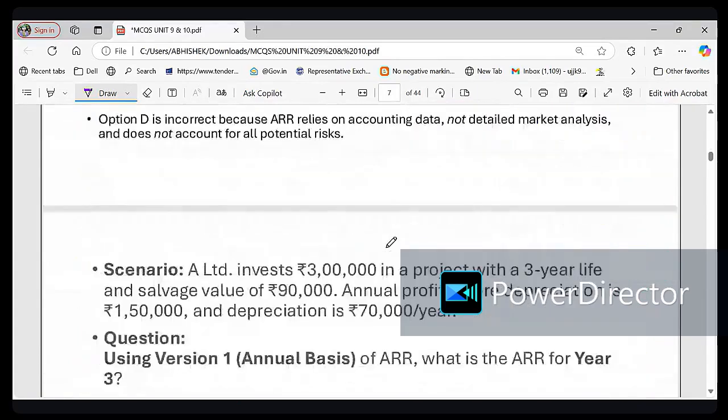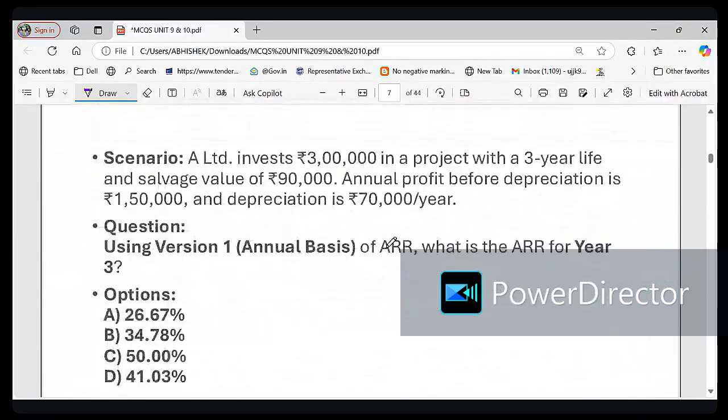Now, friends, let's come back to this question. Now this is a numerical based question based on ARR. I hope everyone has pen, paper and calculator. Everyone should have pen, paper and calculator, only then will you be able to solve this question. Let's look at this question.